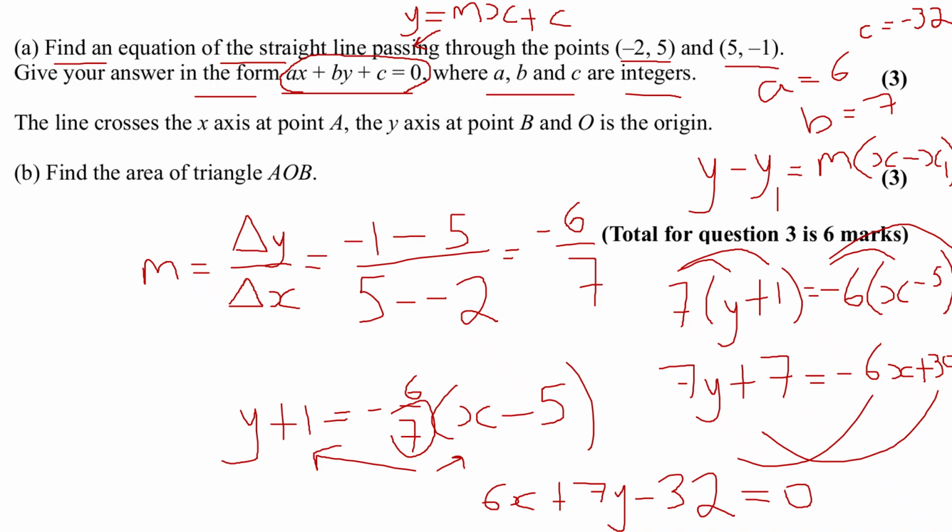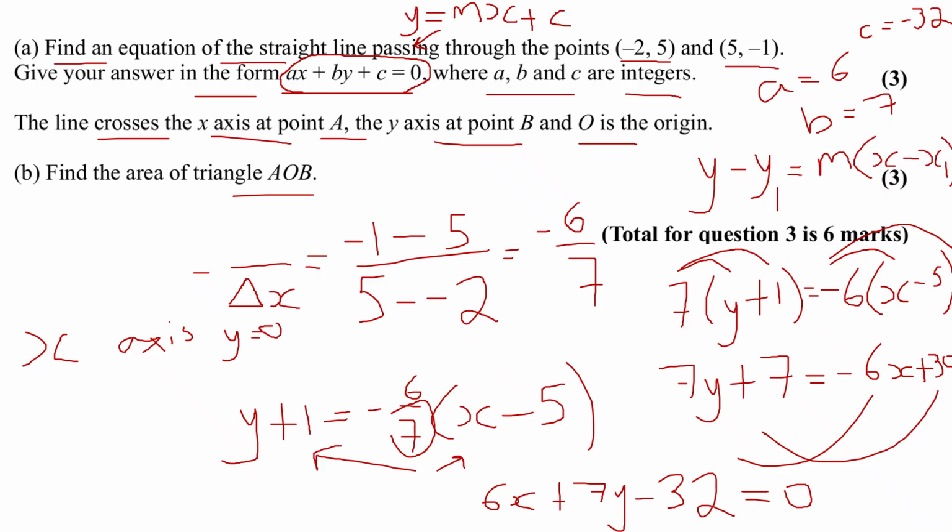Next up, the line crosses the x-axis at point A, the y-axis at point B, and O is the origin at (0, 0). Find the area of triangle AOB. So we're going to work out our intercepts. The x-axis is when y is equal to 0. So we're going to get our equation and set y to be 0 to work out our x value.